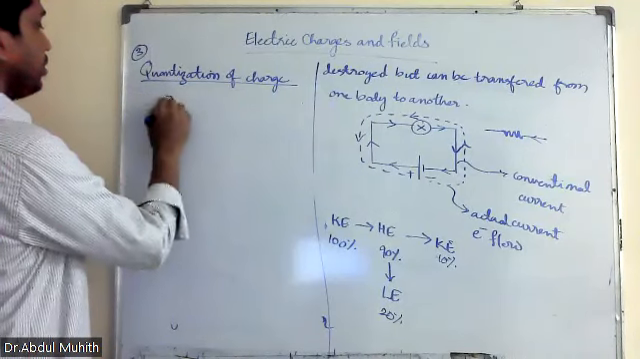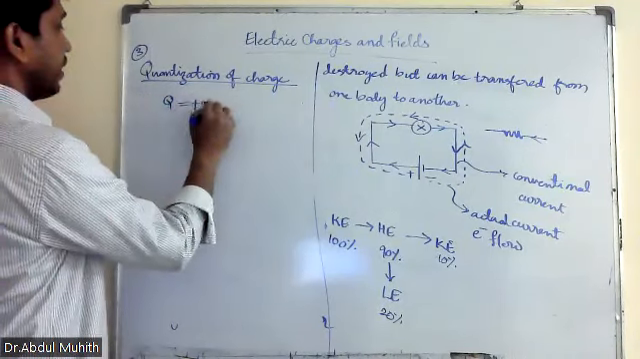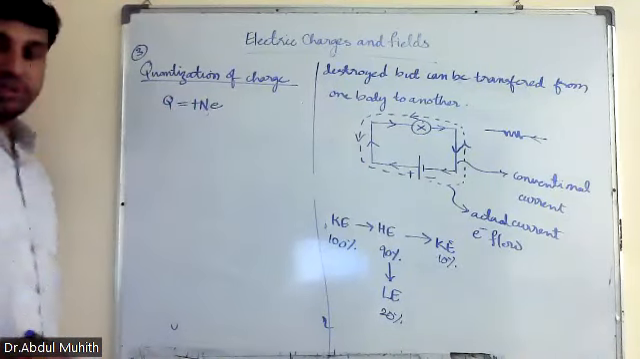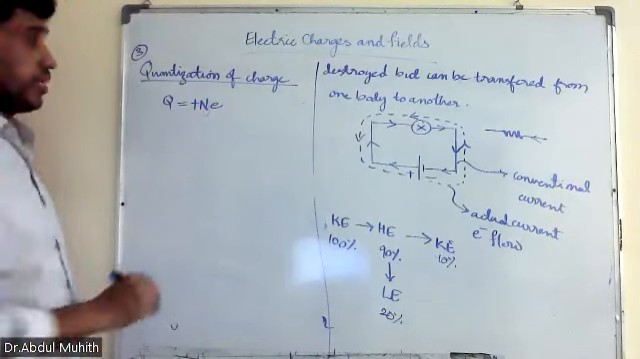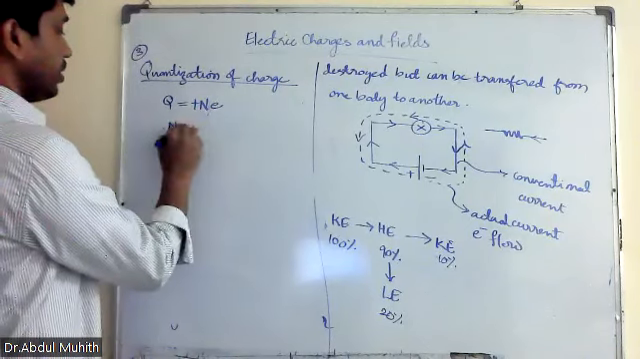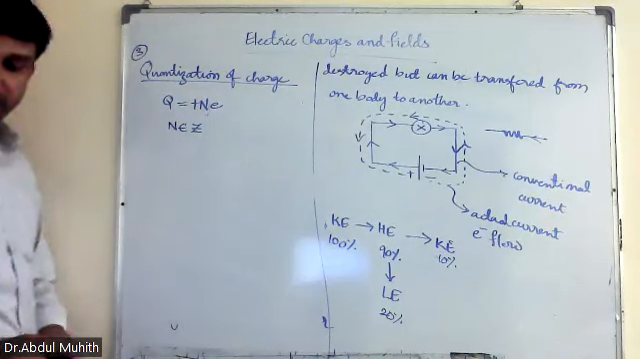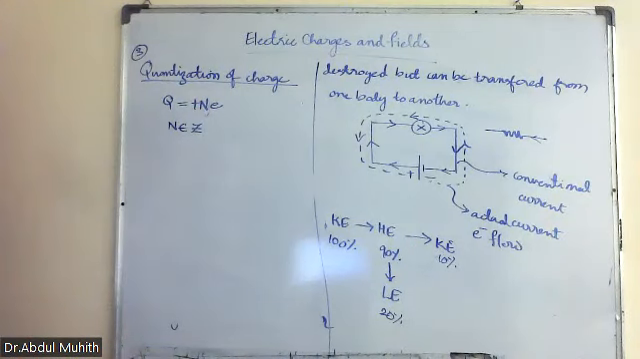Here we say Q is equal to plus or minus nE. I'm taking capital E because this term will come again and again. In the textbook it is given as small e, but I'm taking capital E. Where n belongs to integers. What's the meaning of this? Can you tell me? Q is equal to plus or minus nE, n belongs to integers.